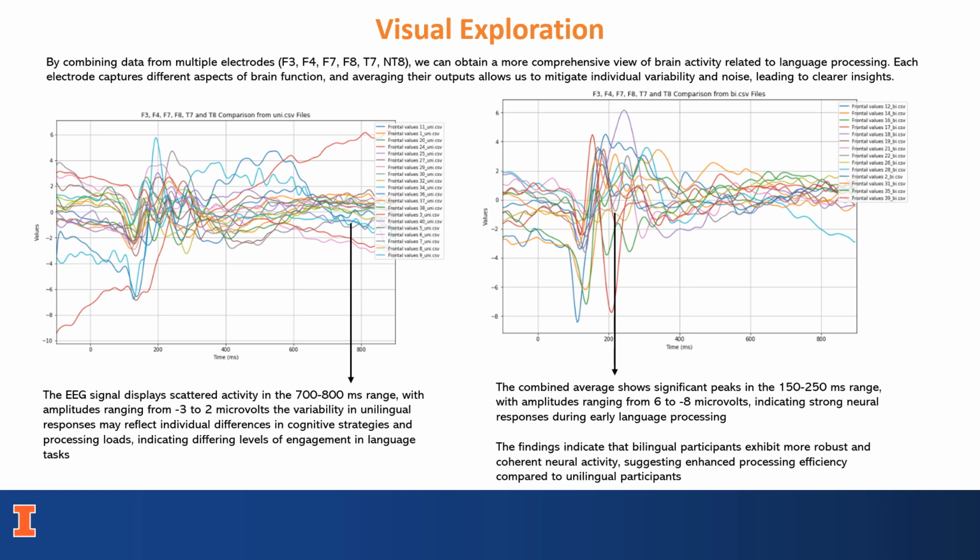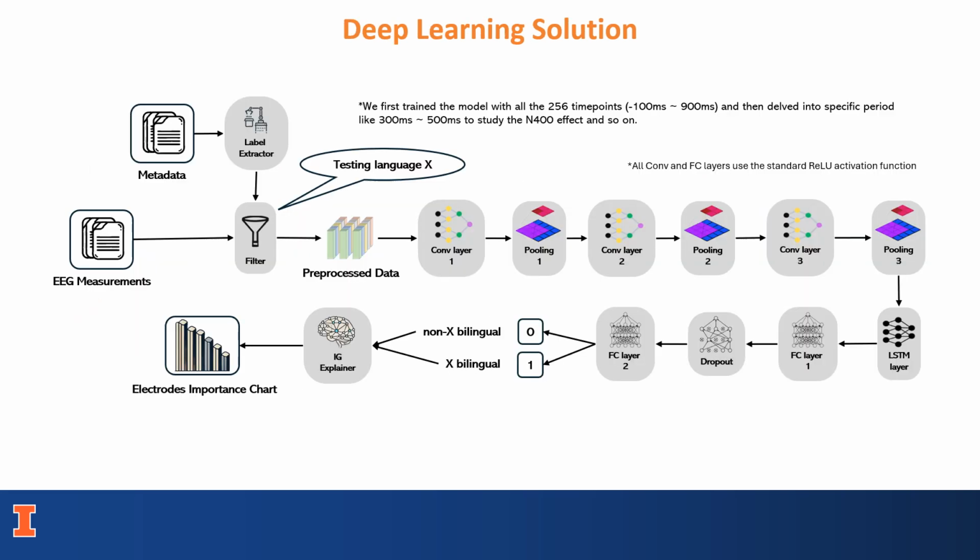But how can we build a model on this? This is a typical classification problem, and we propose a deep learning solution for this. This model processes EEG data through a deep learning pipeline to classify bilingual language proficiency. It combines convolutional layers for spatial features and an LSTM layer for temporal patterns, with integrated gradients highlighting key electrodes. The model aims to distinguish bilingualism as well as provide insights into important brain regions in language processing.